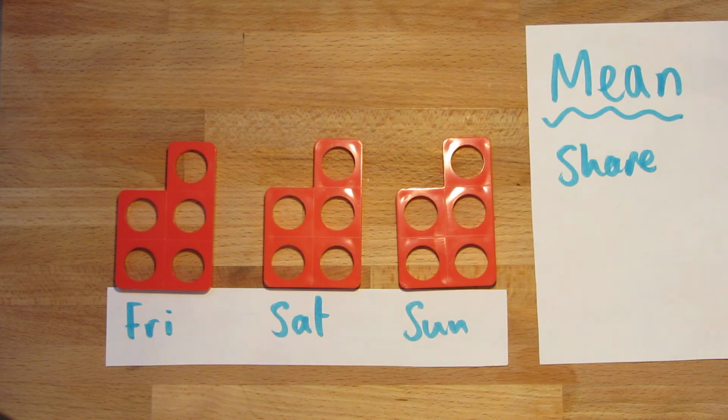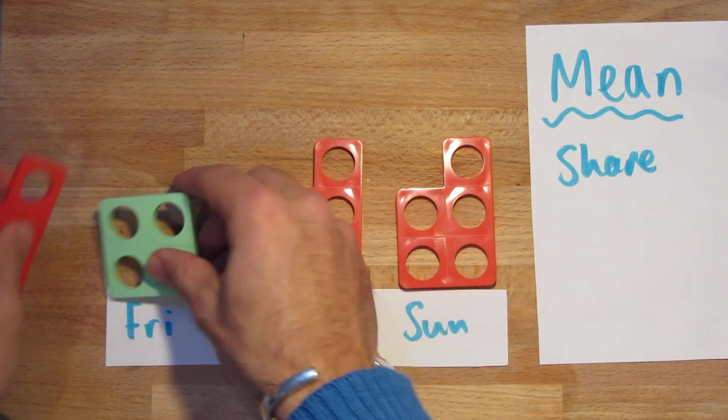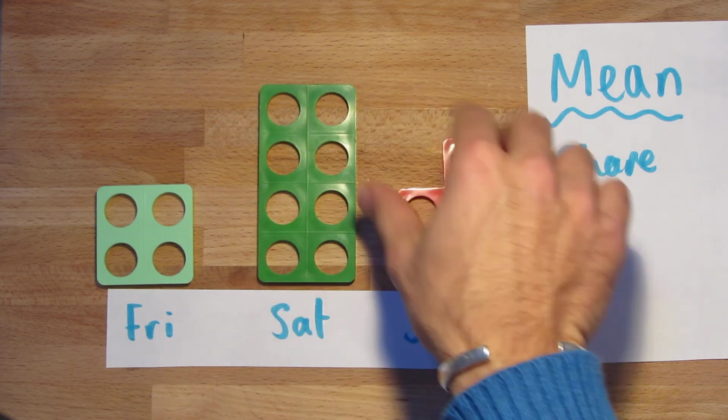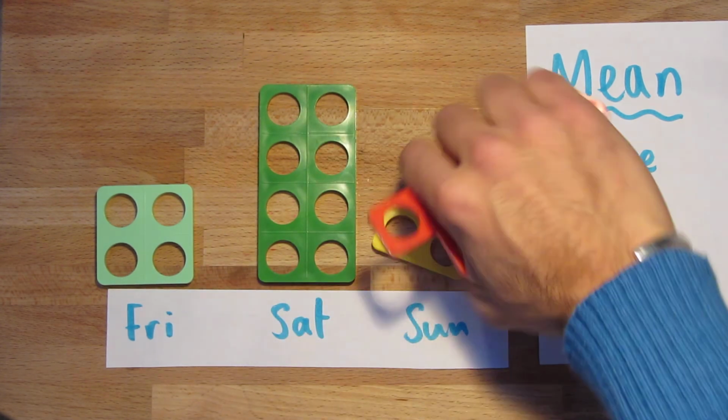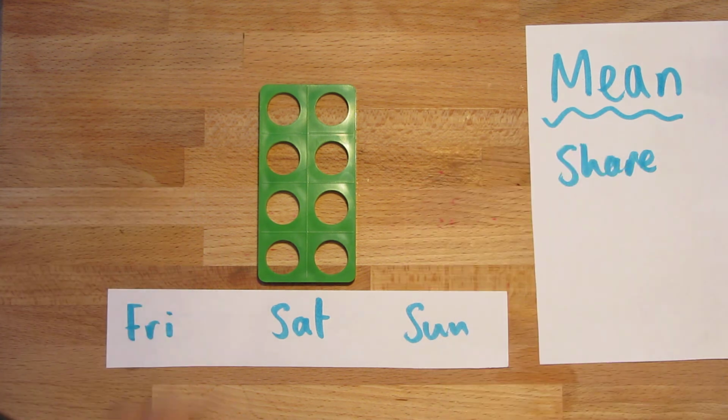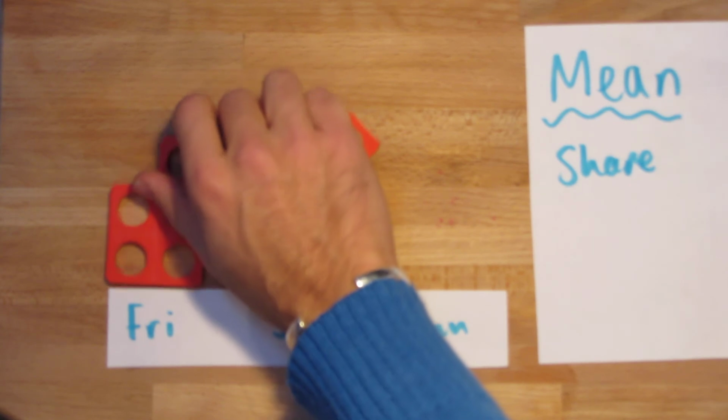Of course, we know that in fact they really raised 4, 8 and 3. But if you wanted to try and have a number that would represent what they got on each day, that number would be 5. And we would call that number the mean.